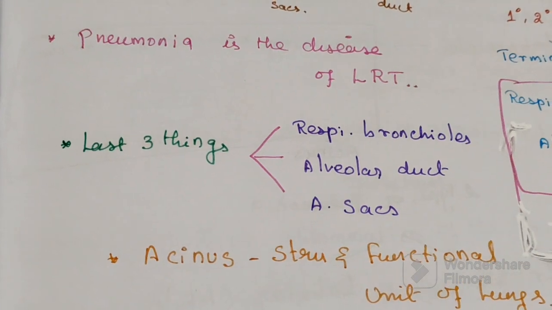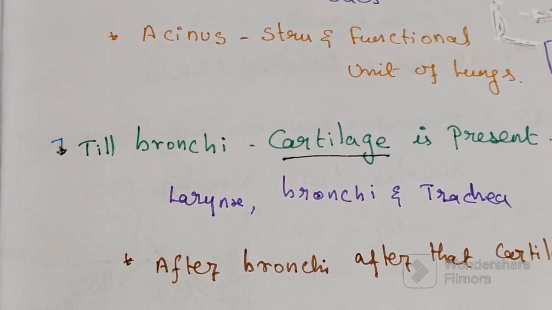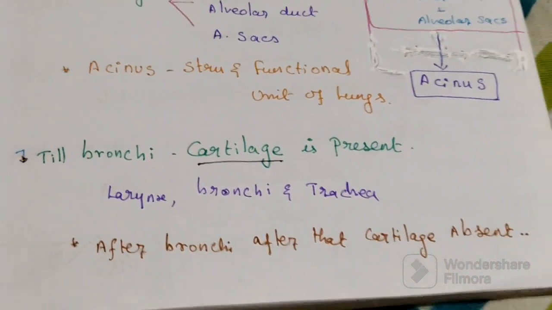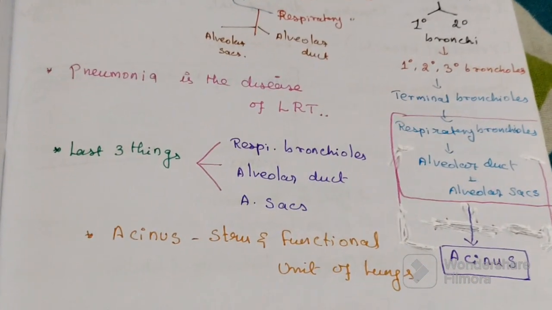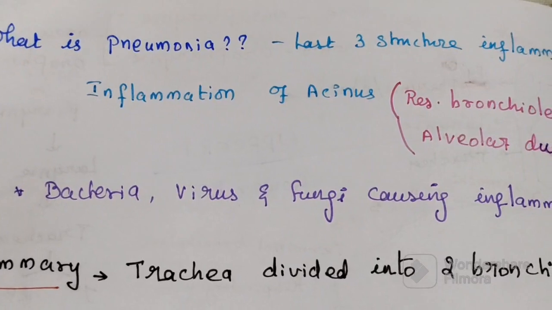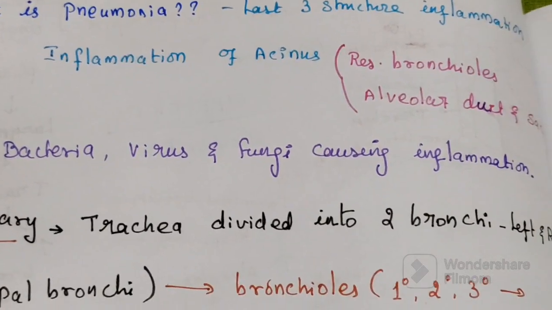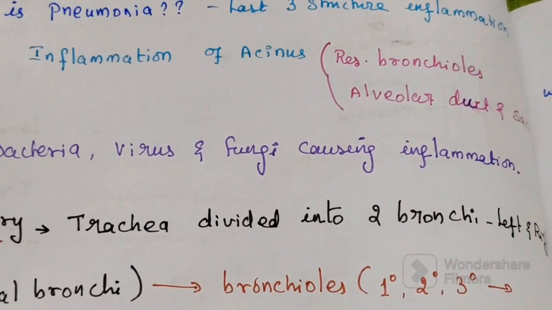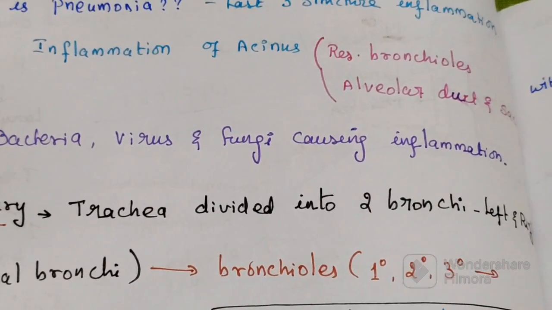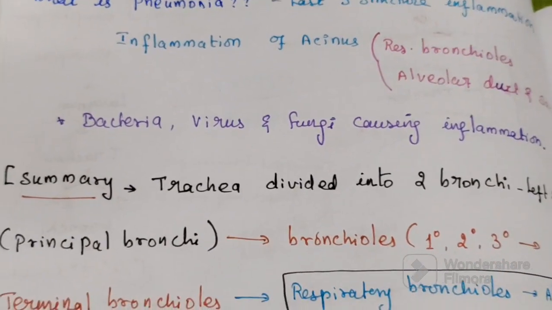Then who is causing the inflammation? It can be bacteria, virus or fungi. Three types of organisms cause pneumonia. Pneumonia caused by bacteria is called bacterial pneumonia. Pneumonia caused by virus is called viral pneumonia. Pneumonia caused by fungus is called fungal pneumonia. So that was the overview.